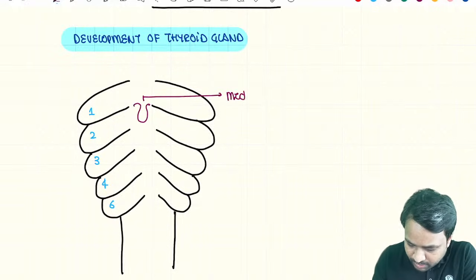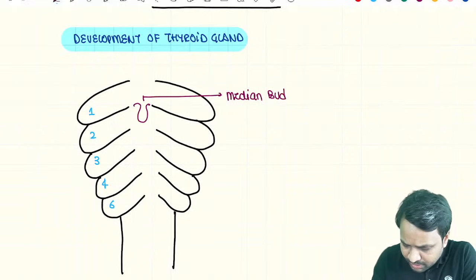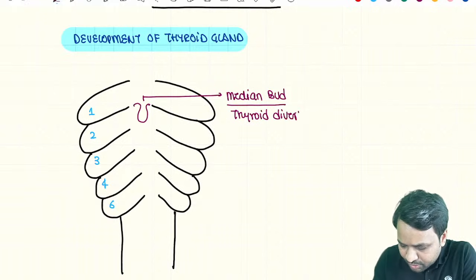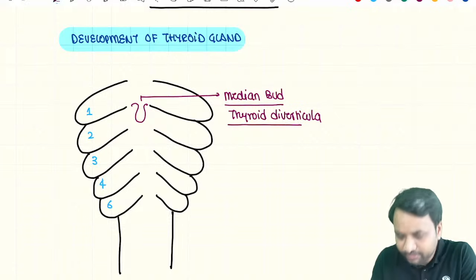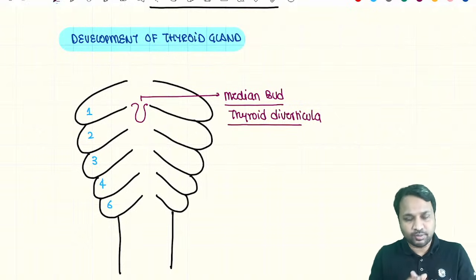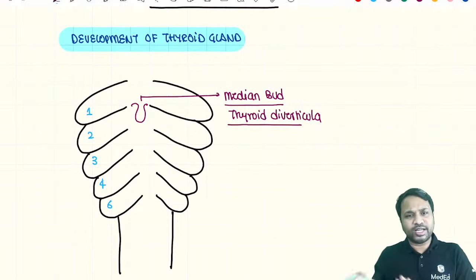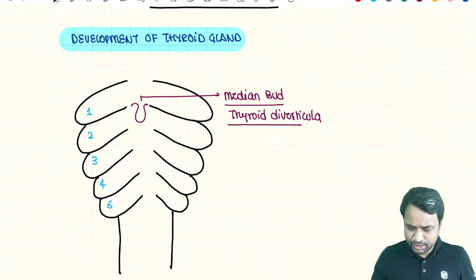This is what we call the median bud, or the median thyroid diverticulum, you can call it whatever you want, right? So this is your median thyroid diverticulum that is formed. Now, this usually occurs in the third week of gestation, right?